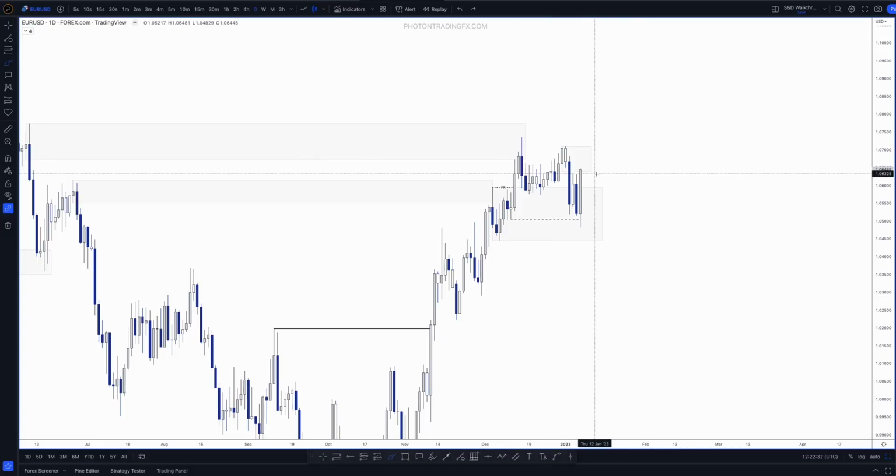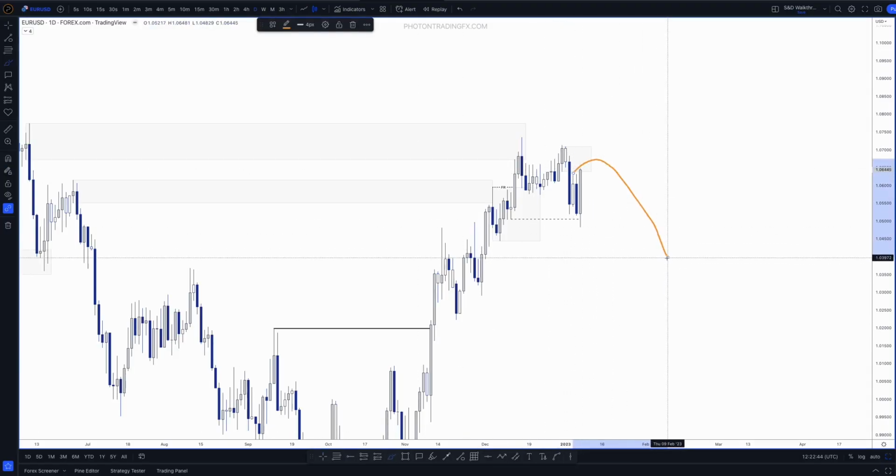So on the balance of probabilities, if I was a betting man, i.e. a trader, I would say that we're more likely to do that. But I'm also wary that we have had a flip. There is supply in the way. It did cause a bearish change of character. So there is some potential that we could roll over.